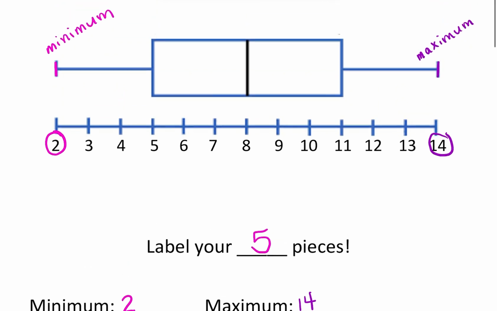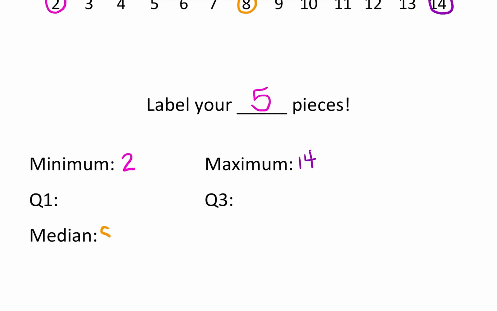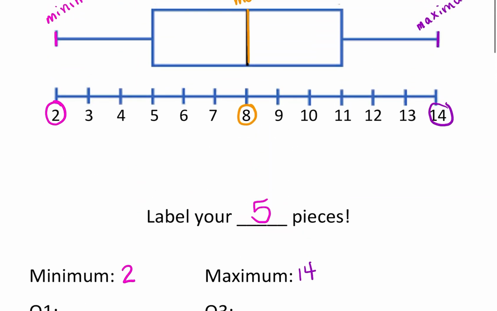And we also already know what this part is called in the middle. What do we call what's in the middle? The median. So that line is going to be the median. Wherever that line is inside the box is our median. And on this one, that is an 8, because it's in the middle.